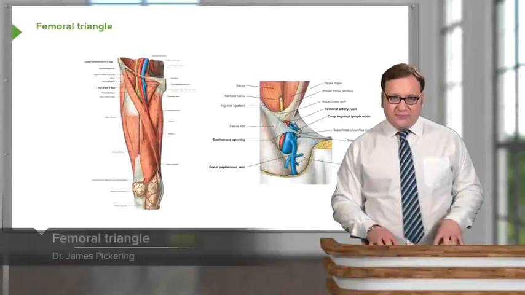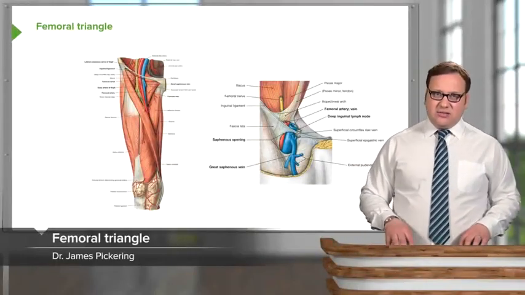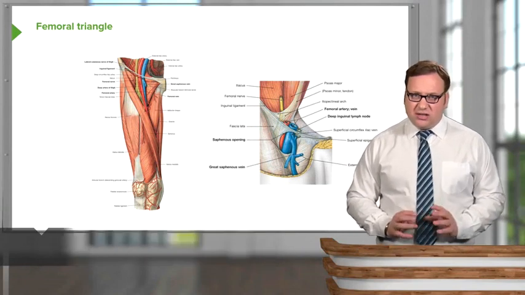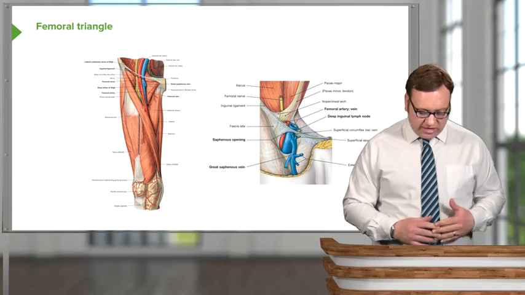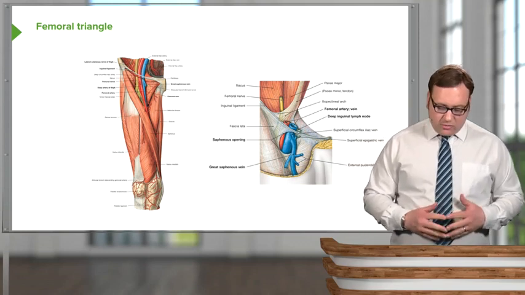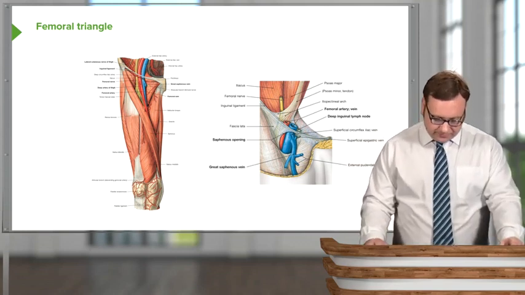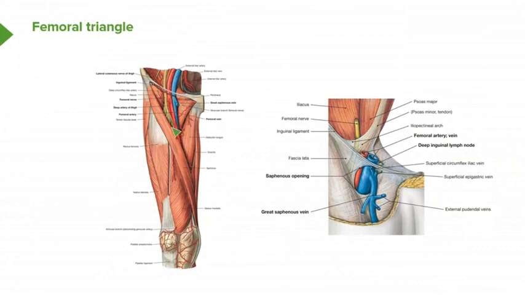Now I want to talk about the femoral triangle. This is an important region that contains primarily the femoral nerve, the femoral artery, and the femoral vein. We can see that it's a triangle and it's positioned approximately here. We've got borders from the adductor longus muscle, from the sartorius muscle, and from the inguinal ligament.